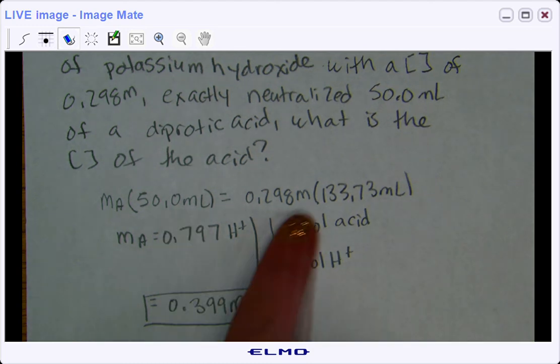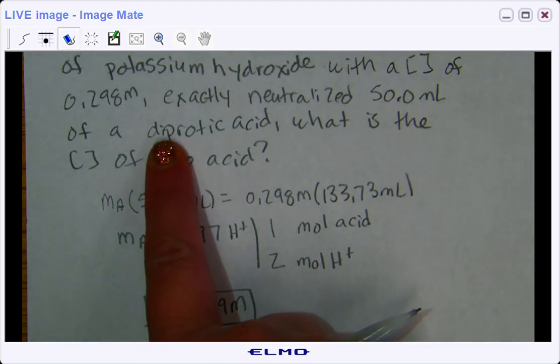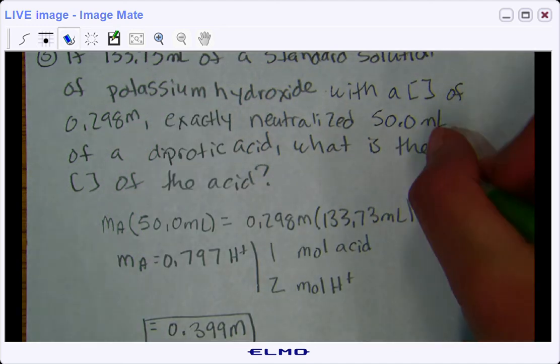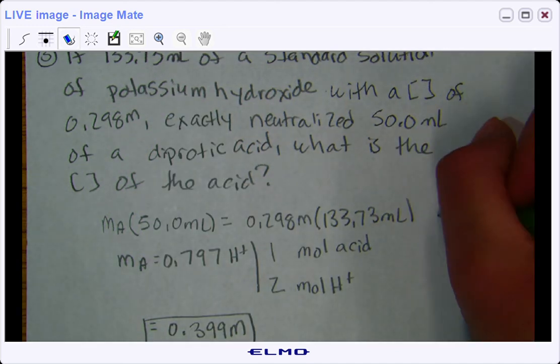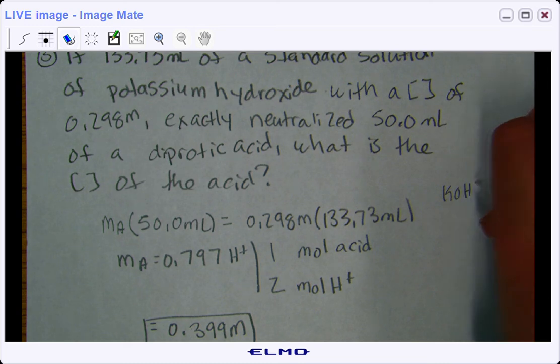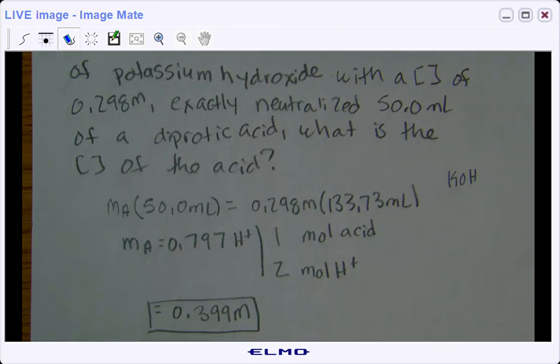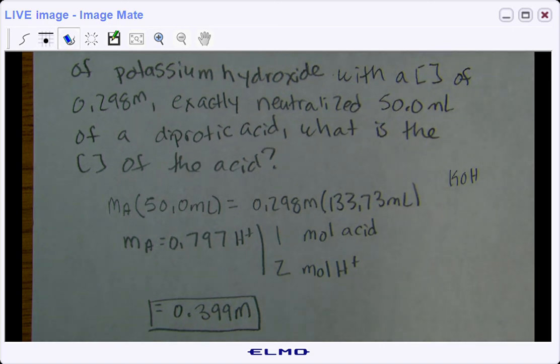If this was a 1-to-1 ratio, if it was a monoprotic acid, and potassium hydroxide, this is KOH. Yes, KOH. So that is a 1. Okay, but this is a diprotic, so we have to do that relationship. Very important to be careful there.